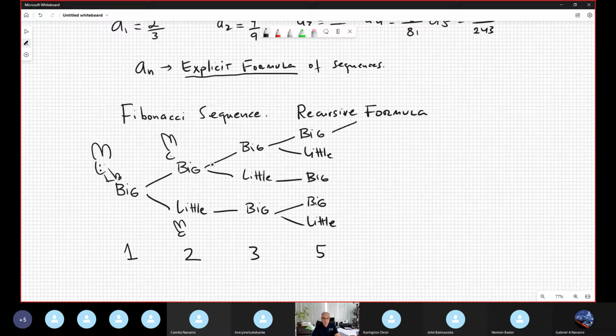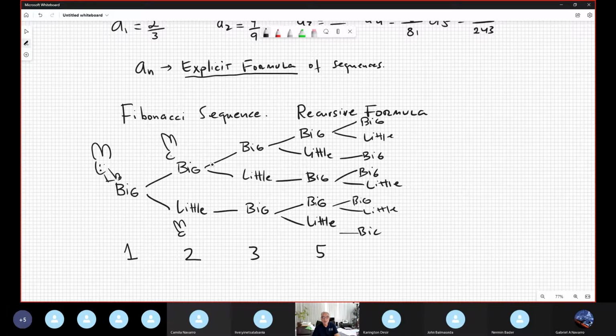The big again is a big and little, and the little converted to big, and this big is big and little, and this is again big and little, and the little becomes big. In total, 1, 2, 3, 4, 5, 6, 7, 8. Do you see the idea? So what is the formula? No formula. Well, there is a formula actually, but it's very, very complicated.